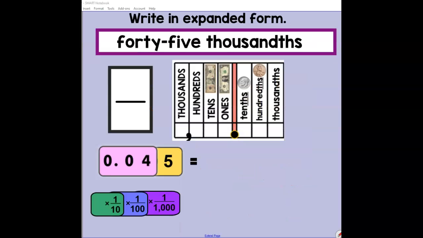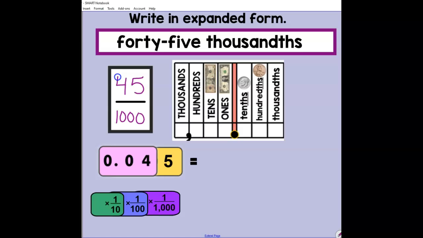Okay, our next example, 45 thousandths. I want you to pause and try to write it out yourself, both as a fraction and a decimal, and then change it to expanded form for both. Then you can go ahead and press play to see if you got it right. So I'm going to start out with my 45 thousandths. Okay.